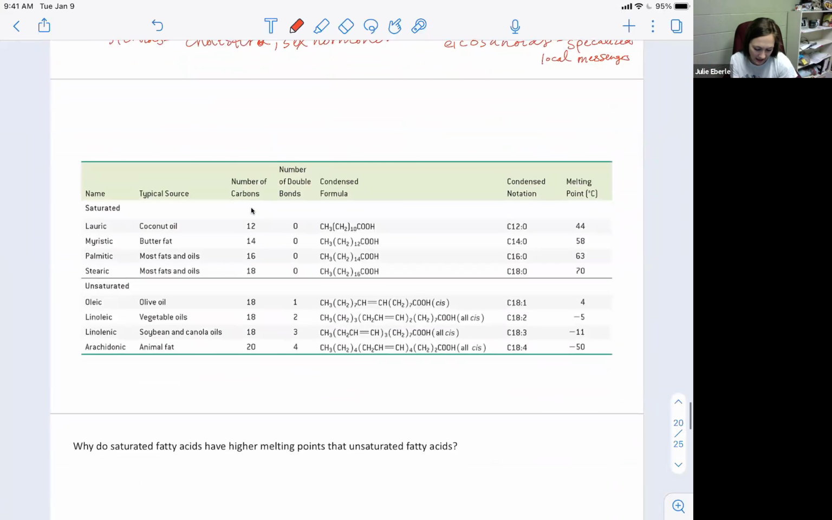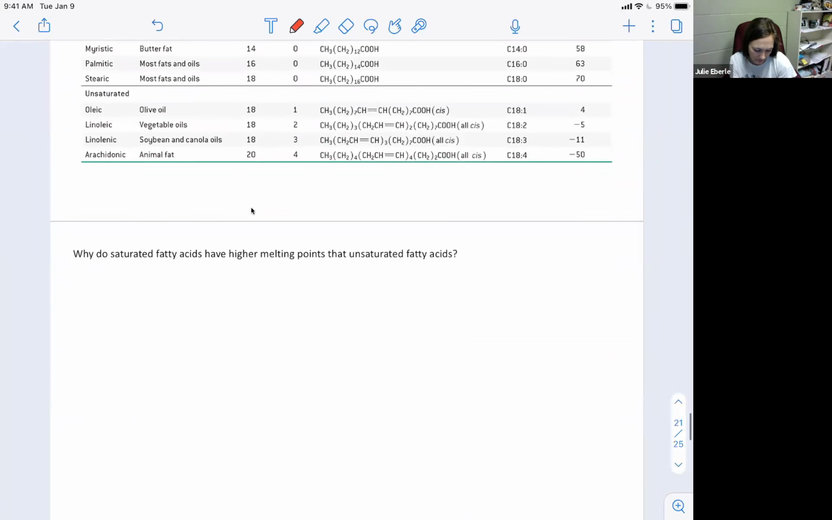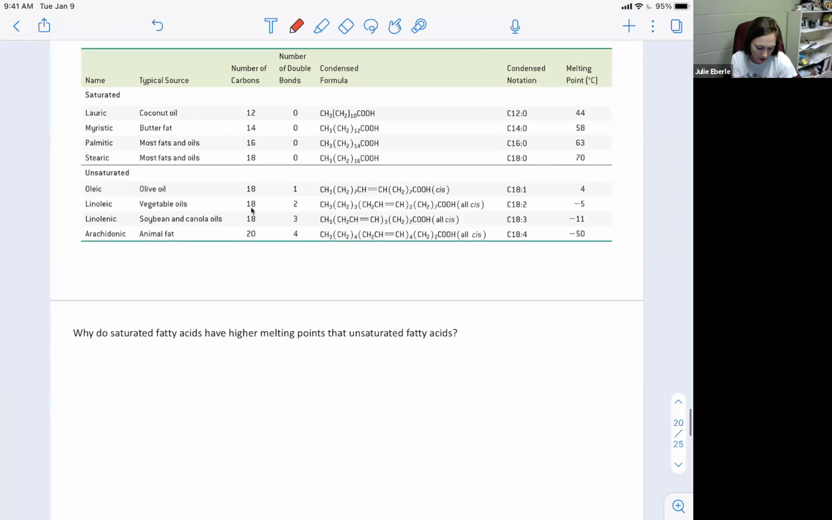Moving on, you will have this table on the exam resources page. But I think I wanted to use it to answer this question. The question is, why do saturated fatty acids have higher melting points than unsaturated fatty acids? If you look at the melting points over here, this top portion, these are all your saturated, and you see melting points 44, 58, 63, 70. Then you look at the unsaturated fatty acids. These are the ones with double bonds, one or more. And look, their melting points are all way, way lower. So why is that?